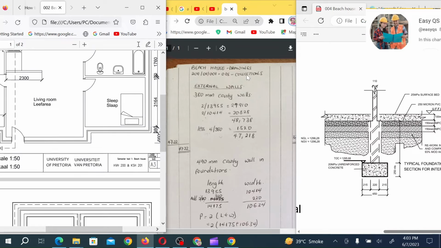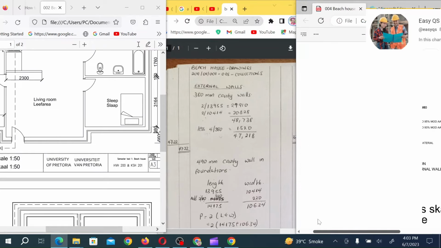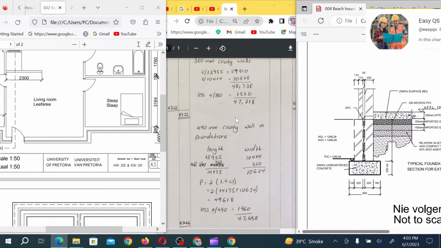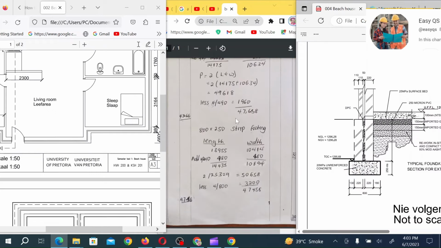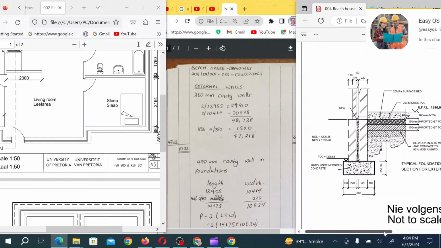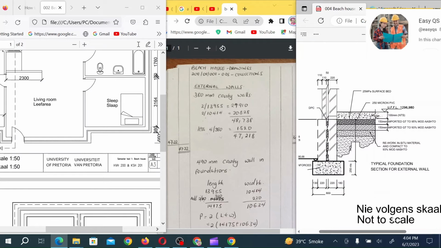When you are calculating the center lines, remember the wall above the ground is different from the one below the ground, and the thickness is different from the concrete below the ground. So their center lines should be calculated separately. All right, so we shall begin with the one above the ground. We shall begin with the external walls. The external walls, remember, are different from the internal walls. So we begin with the external walls, the 380 millimeters cavity walls.